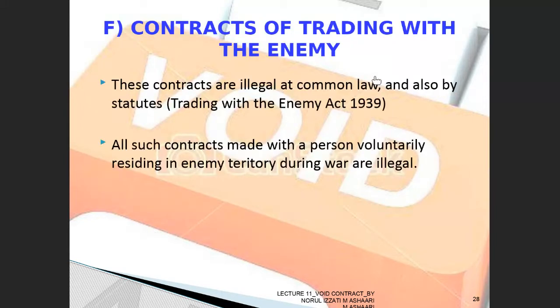Next one, the contract of trading with the enemy. These contracts are considered as illegal at common law and also considered as illegal by the Trading with the Enemy Act 1939. All such contracts made with a person voluntarily residing in enemy territory during the war are illegal. This always happens when there is conflict or war between countries, or in the international relationship. Let's say they are at war, so trading with the enemy is considered as illegal, right?